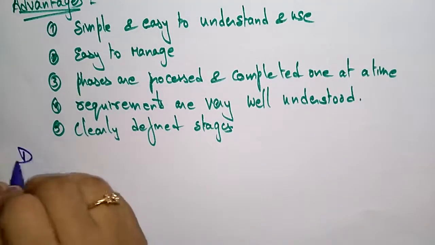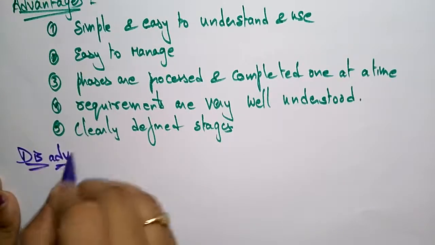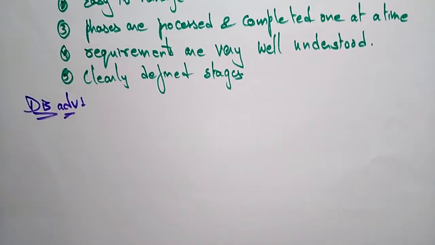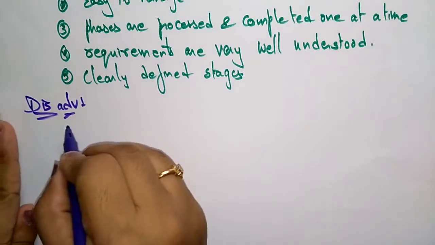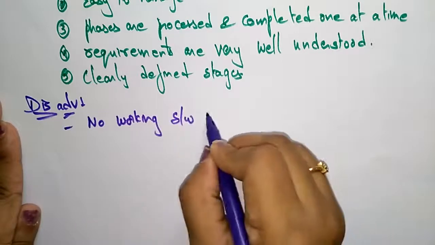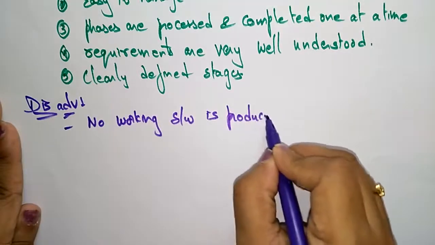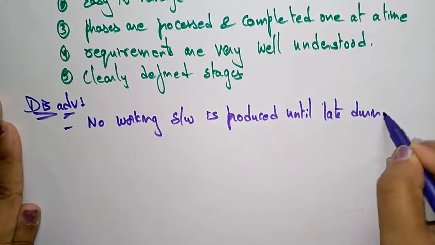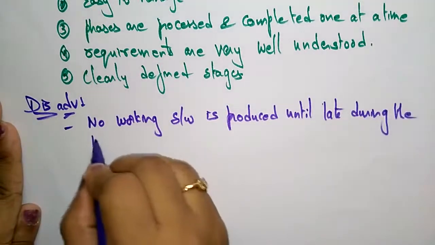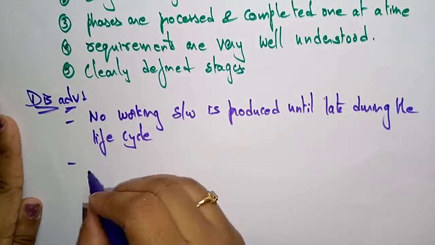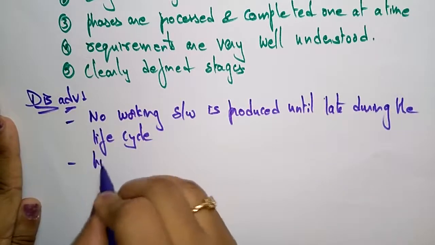Now let us see the disadvantages. The disadvantage in using the waterfall model is that no working software is produced until late during the life cycle. That is one. No working software is produced until late during the life cycle. If you follow the waterfall model, this is a problem you come across, and a high amount of risk and uncertainty will be there.